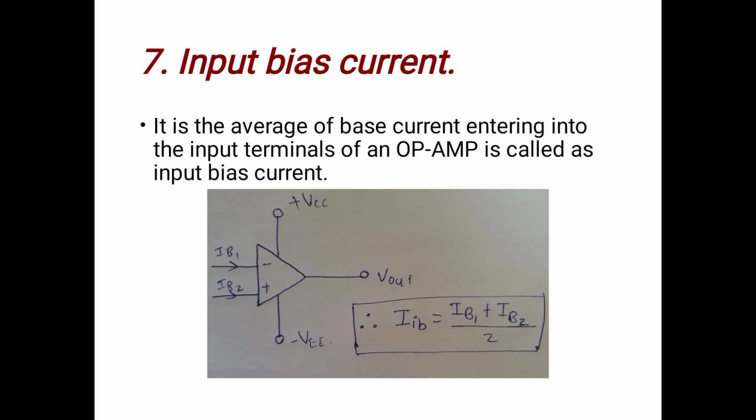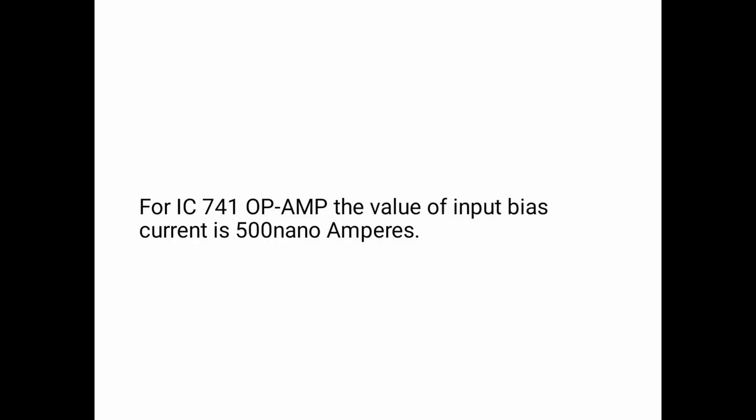Seventh one, input bias current. It is the average of the base currents entering into the input terminals of an op-amp and is called input bias current. And this was the circuit diagram of the input bias current. For IC 741 op-amp, the value of input bias current is 500 nanoamperes.